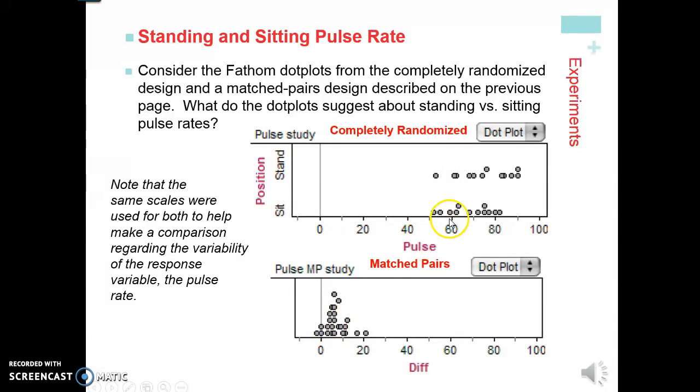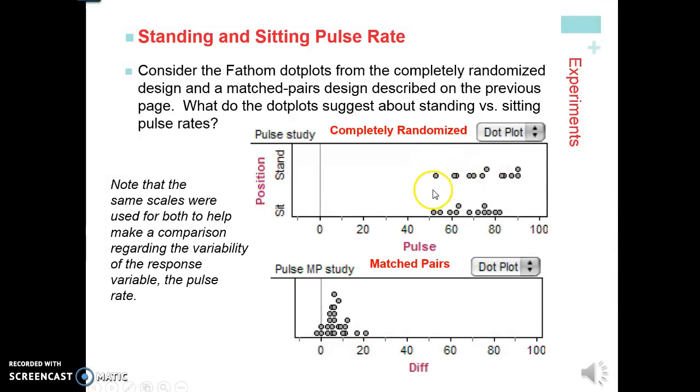So if we're looking at these dot plots, what do we notice here? Well, number one, note the scales. They're exactly the same on both of them so that we can compare them a lot easier. Now notice with the matched pairs, look at the difference in the pulse rates. It's all very clustered between 0 and 20 versus this one up here.